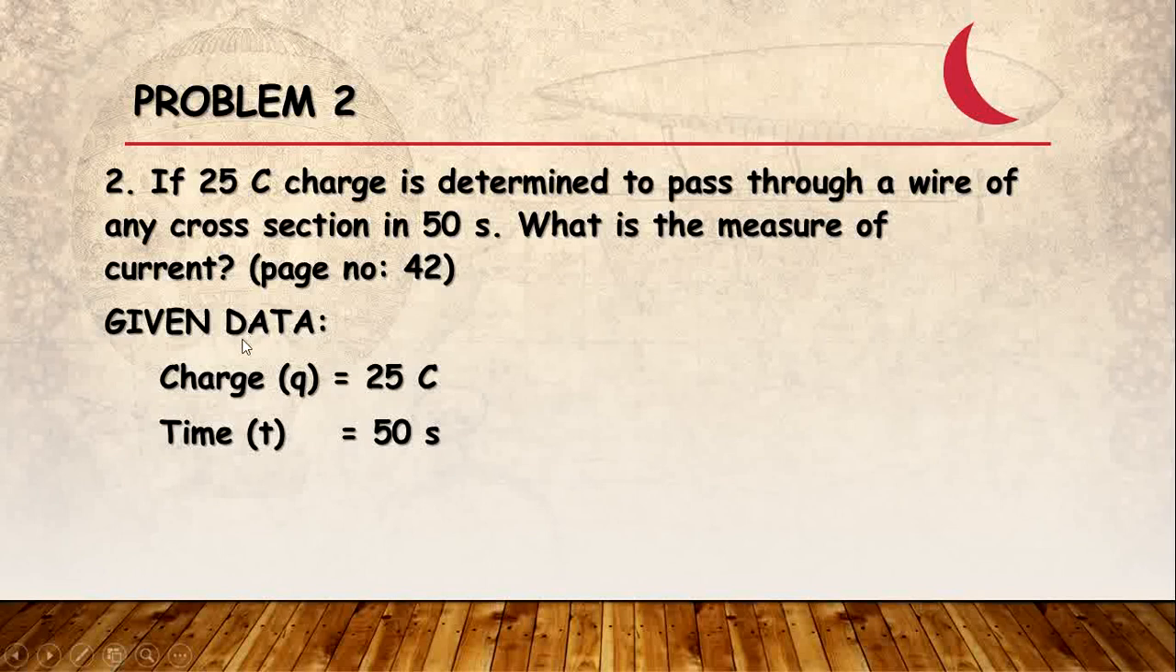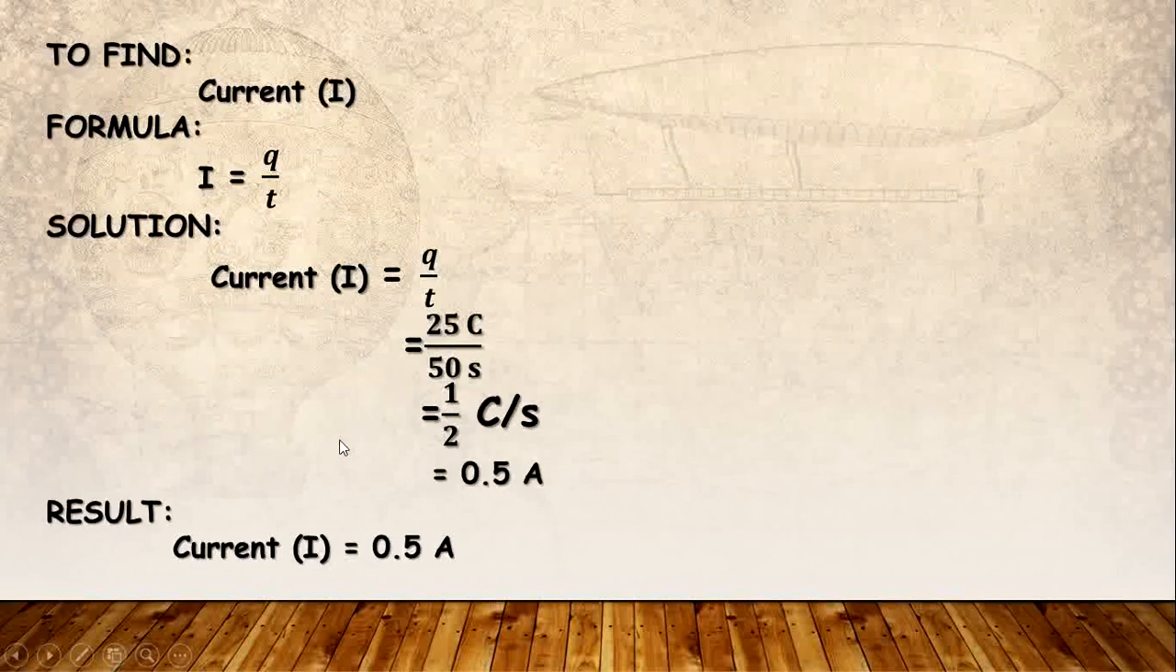So given data, charge Q is equal to 25 coulomb, time T is equal to 50 seconds. We have to find out the current. The formula to find out the current: I is equal to Q by T. Solution: current I is equal to Q by T. The value for Q is 25 coulomb and the time is 50 seconds. When we divide 25 and 50 we get 1 by 2 coulomb per second. Now when we divide 1 and 2 we get 0.5 ampere. The unit coulomb per second is equal to ampere. So the current I is equal to 0.5 ampere.